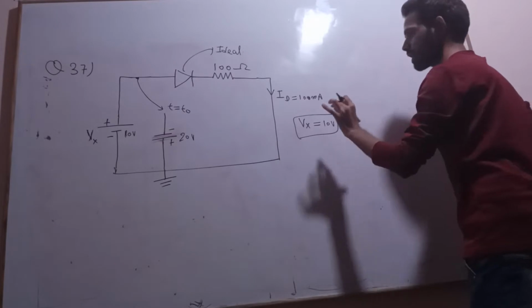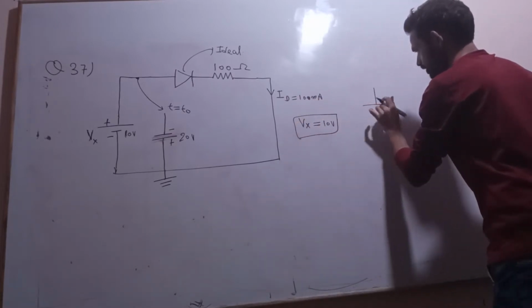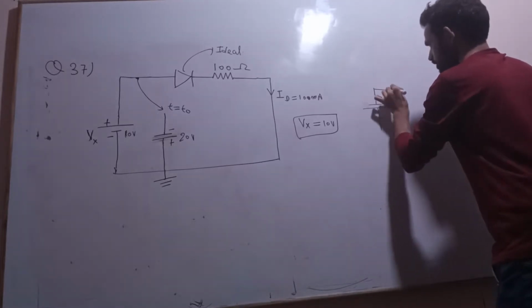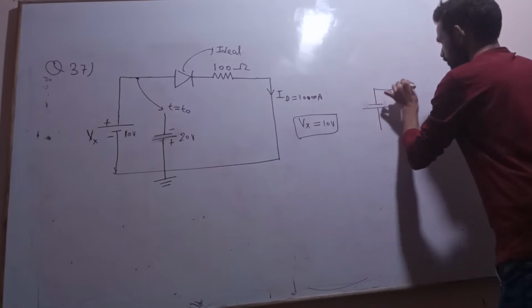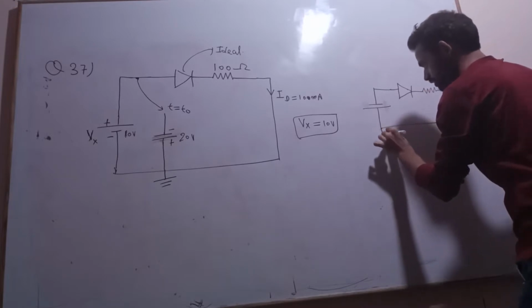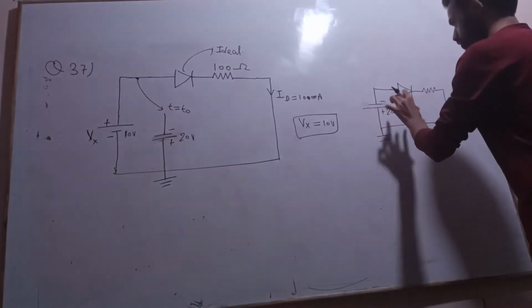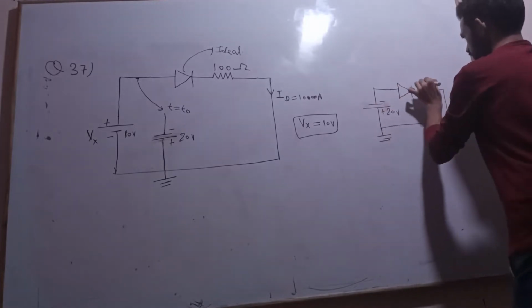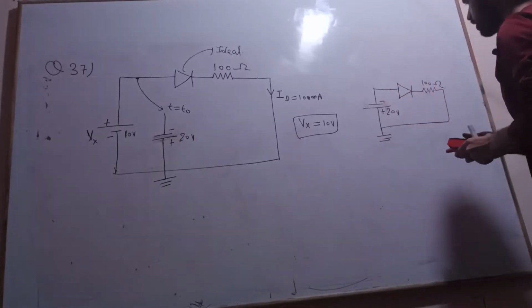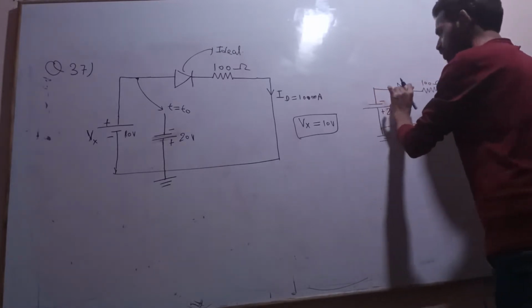So how much current is passing through this? We will see here when it is suddenly connected through this negative polarity of the battery. This is an ideal diode, and this is my 20 volt battery, this is negative, so minus 20 volt, and this is 100 ohm. This diode is under reverse bias, for a long time.